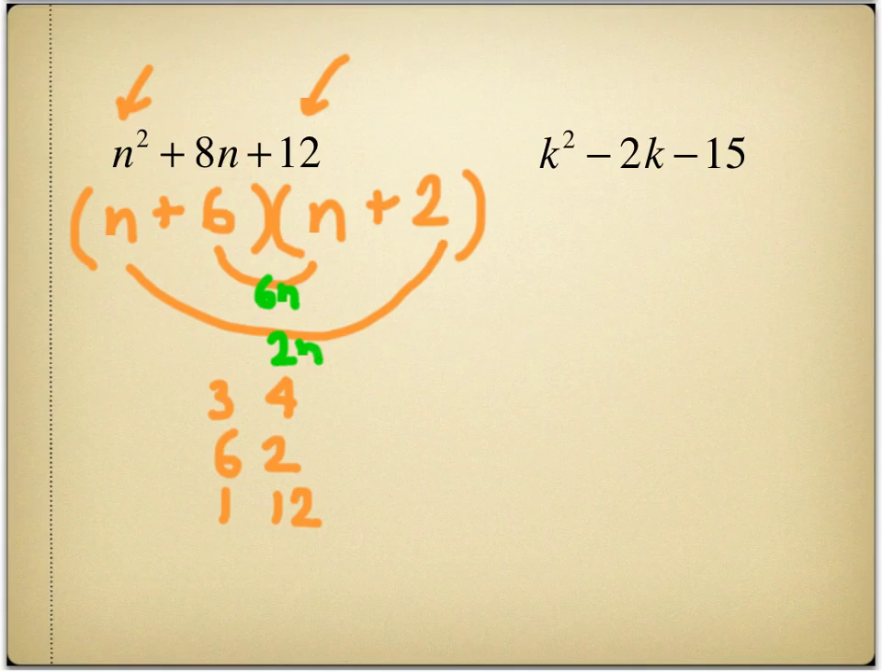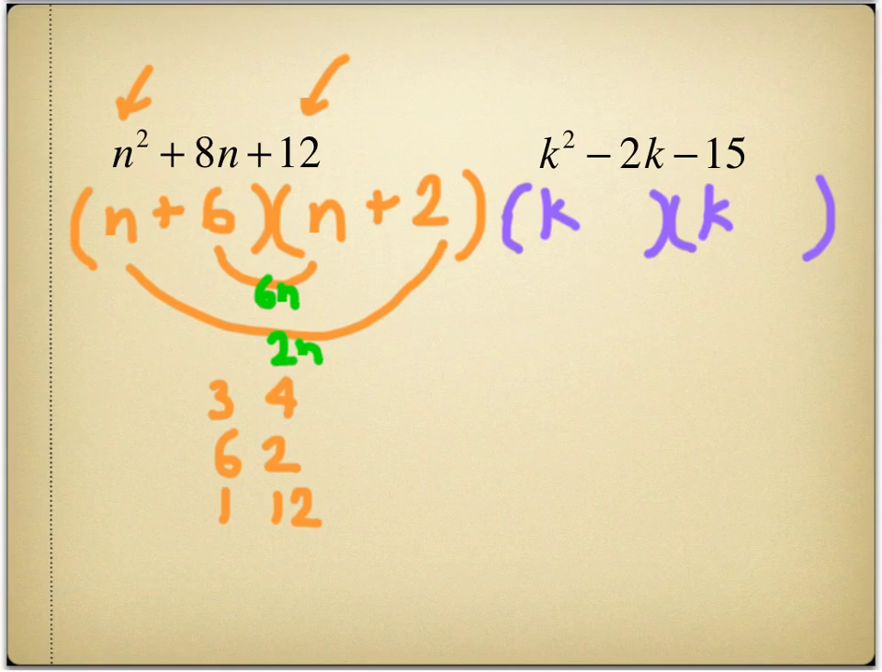Alright, kind of tricky, but maybe I won't say fun, but certainly a good sense of satisfaction when you can unlock the puzzle of these trinomials. Alright, let's try the next one. Again, no common factors, so I make my 2 sets of parentheses here. And obviously it's going to be k and k.